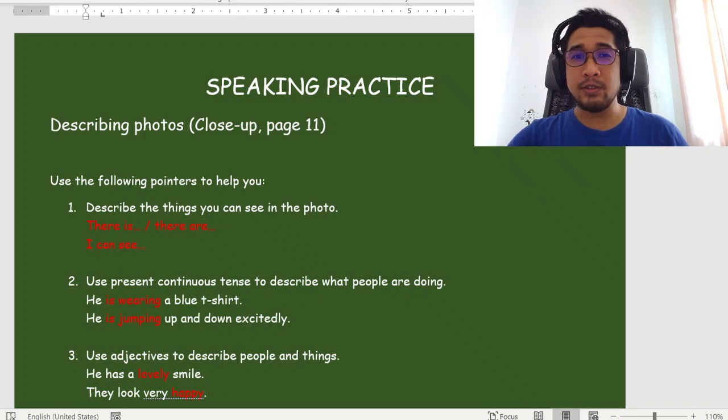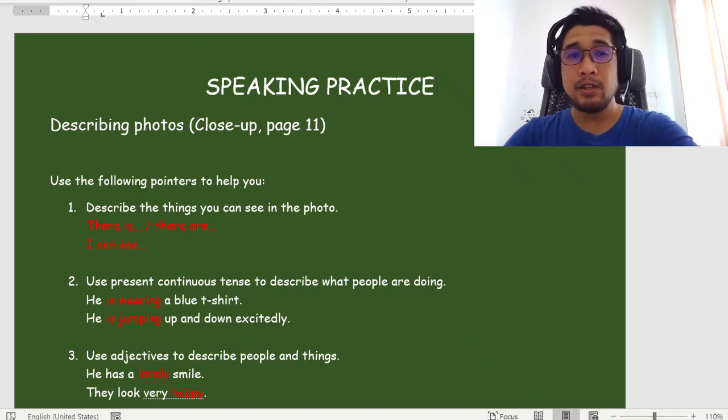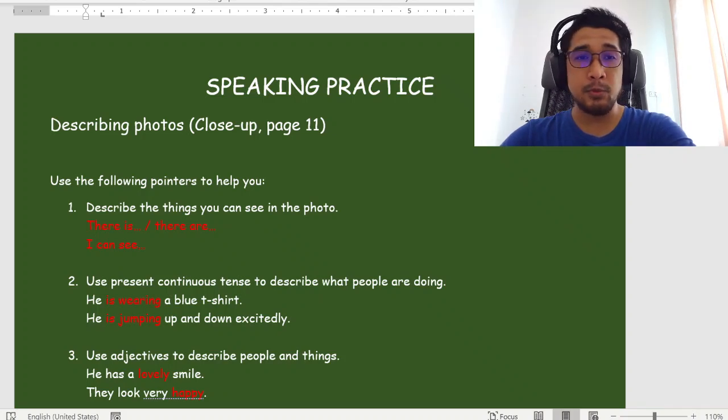Our lesson today is going to be about speaking, and specifically, we are going to be describing photographs. If you have your textbook with you, you can refer to page 11 of your Close-Up textbook. Please also make sure that you have a notebook with you to either make some notes and also to do the exercises later. Alright?